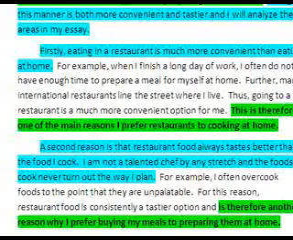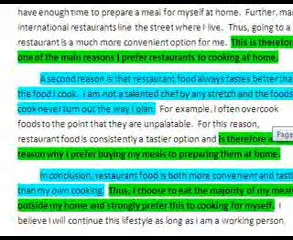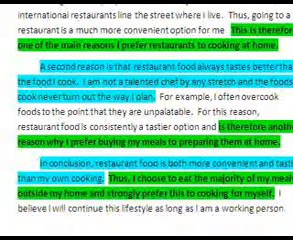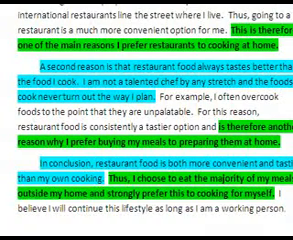Okay, second supporting paragraph. A second reason is that restaurant food always tastes better than the food I cook. I am not a talented chef by any stretch. I mark this in blue because this is linking back to what was presented in our outline sentence in the introduction paragraph. For example, I often overcook foods to the point that they are unpalatable. For this reason, restaurant food is consistently a tastier option and is therefore another reason why I prefer buying my meals to preparing them at home. Again, I mark this in green because this is linking to the thesis.